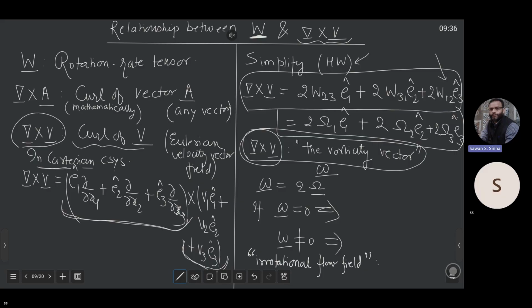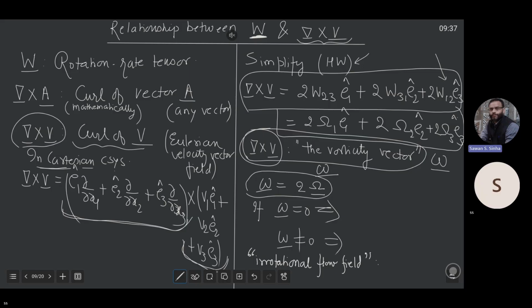Del cross V is also an Eulerian field. And since it gives us so much information, we have given it an honor and given it a special name, the vorticity vector. The symbol that we will use for vorticity vector is small omega. You can see small omega is simply 2 times large omega. Vorticity vector is 2 times the averaged angular velocity vector.